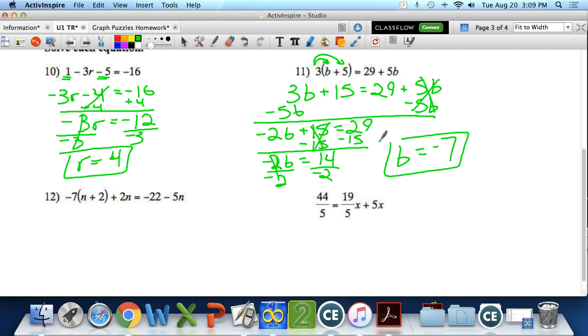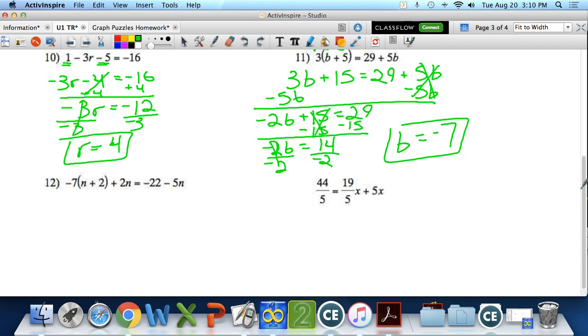Again, you can plug that in to double check. Negative 7 into here becomes a negative 2, and I combine those, giving me negative 6 on the left side when I multiply. A negative 7 in here, okay, gives me a negative 35. Combine it with a positive 29, and I get a negative 6, just like I was supposed to, so that worked out.